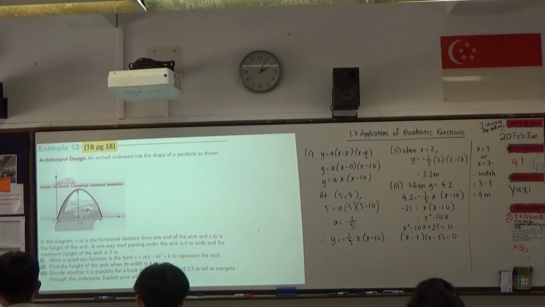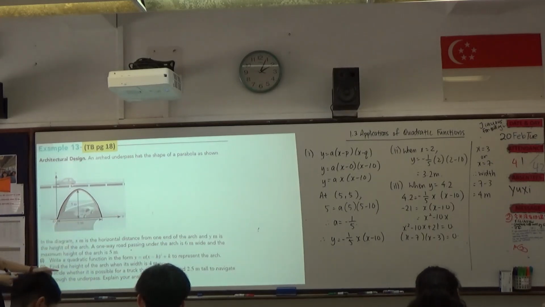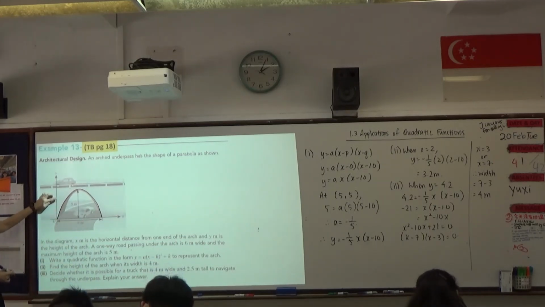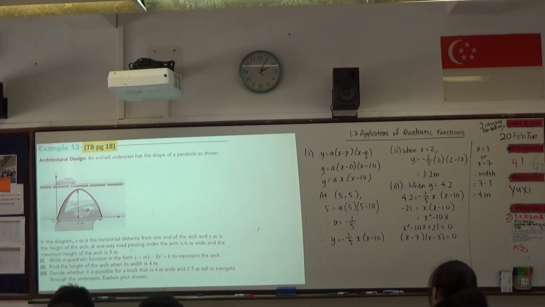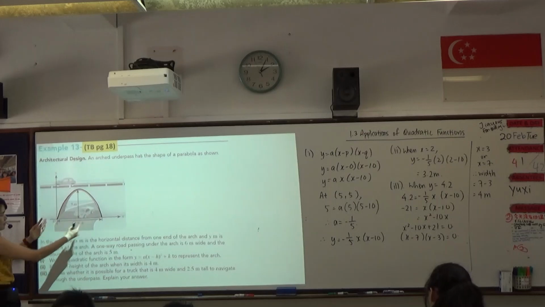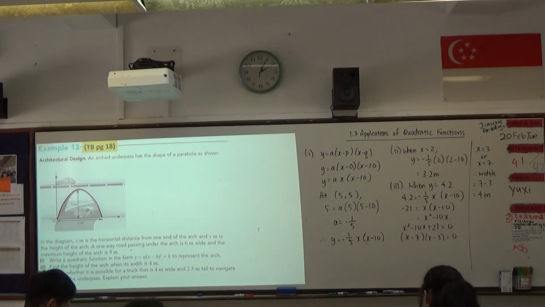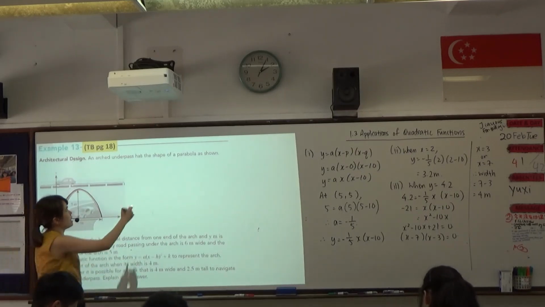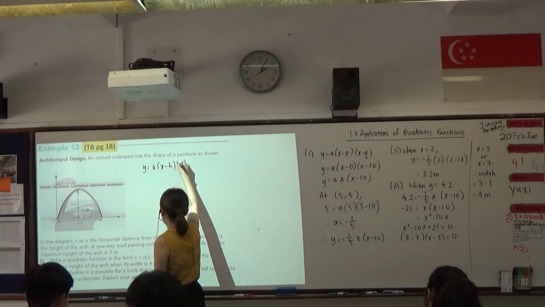In the diagram, x meters is the horizontal distance from one end of the arc, and y meters is the height of the arc itself. There is a road that passes under the arc, which is 6 meters wide, and the maximum height of the arc is 5 meters. We want to write down a quadratic function of the form y equals a times (x minus h) squared plus k.